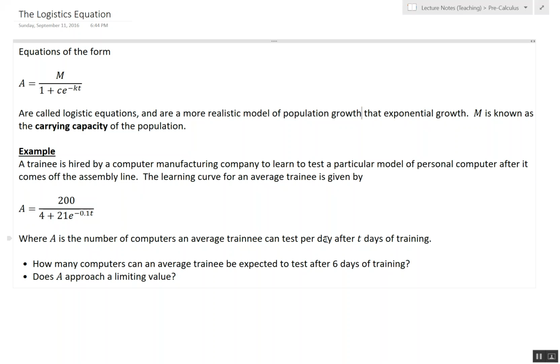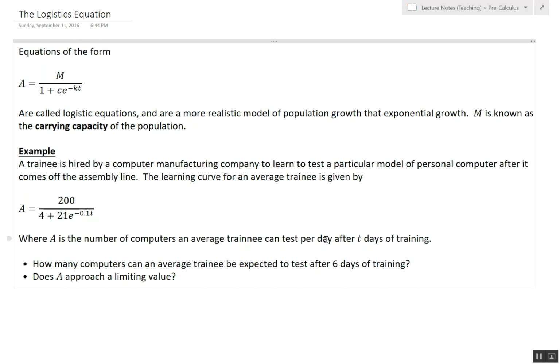Hi everybody, welcome back to our last application of exponential functions, which is known as the logistics equation. The problem with exponential growth, in particular for population, is that growth is not unlimited in populations. Either there are only so many people that can occupy a place, or there are only so many resources that can support a given population.